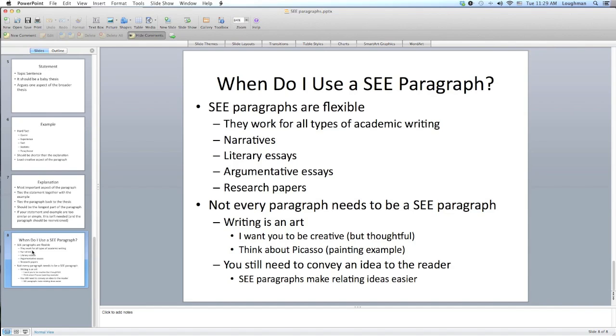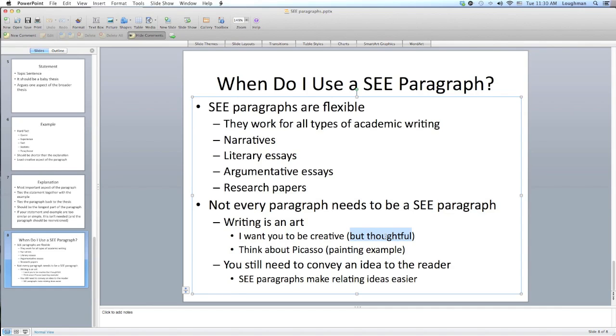And again, you have the statement, example, explanation, all in the same paragraph, and it's just for body paragraphs. That being said, even though you can use them for all different types of academic writing, you don't have to use them all the time. Writing is an art. I want you to be creative, but I also want you to be thoughtful. C paragraphs make you plan things out. And that's a good thing. You should plan things out prior to writing them. C paragraphs help with that.